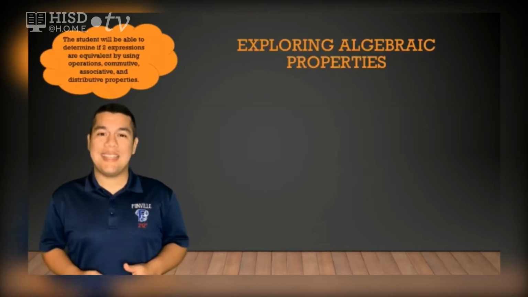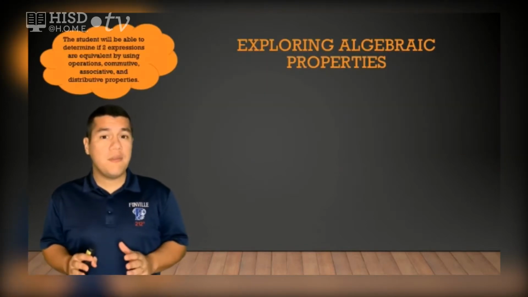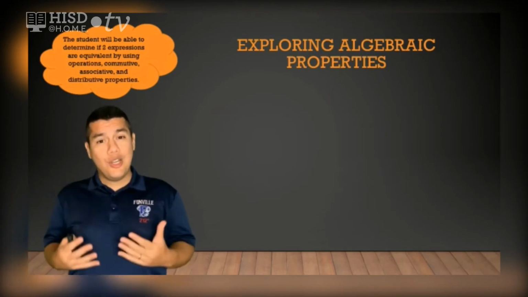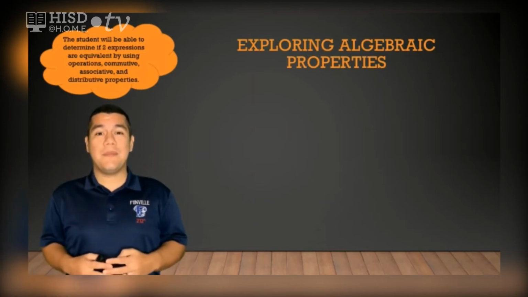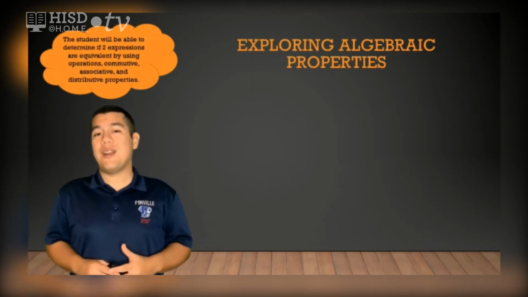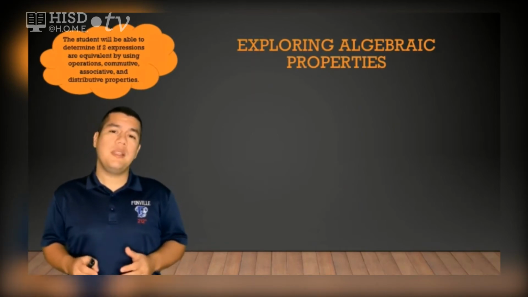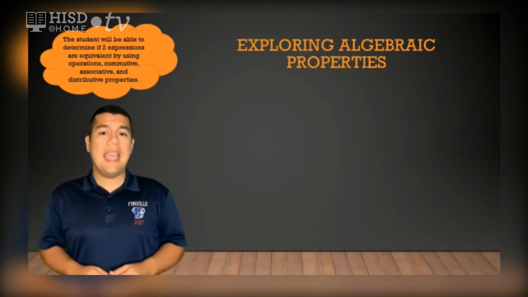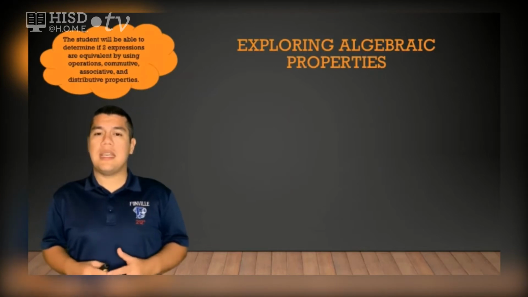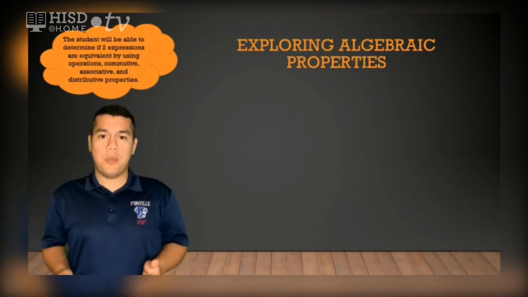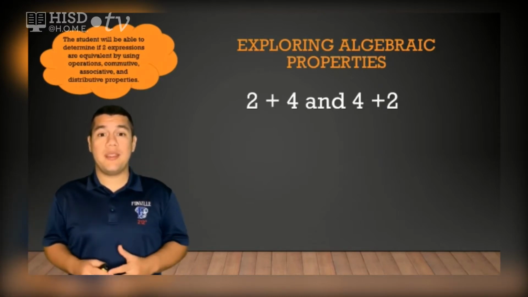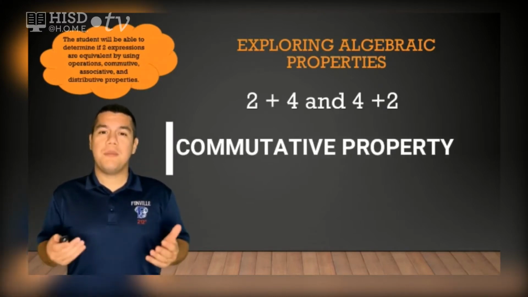So let's get started. The objective for our sixth graders is going to be to learn to generate and compare two expressions to know if they are equivalent. They're going to be doing this by using operations and algebraic properties, such as the commutative, the associative, and the distributive property. Today we are going to start with the commutative property.